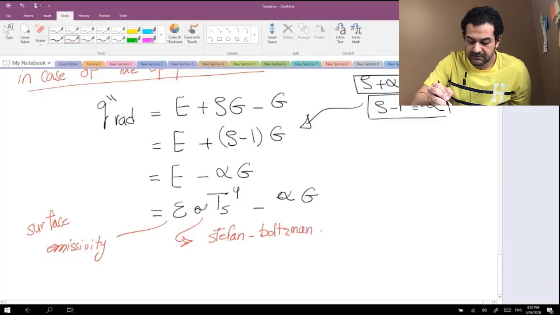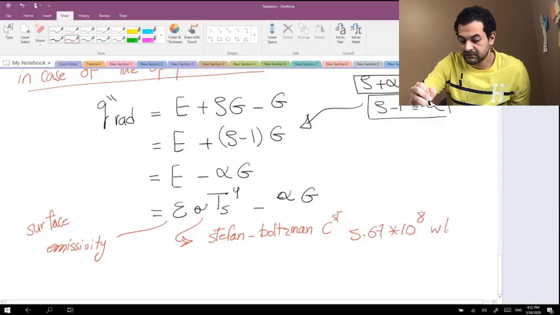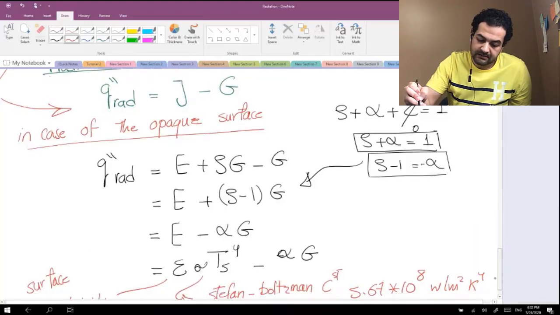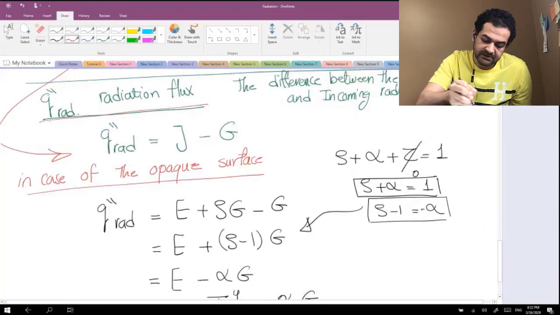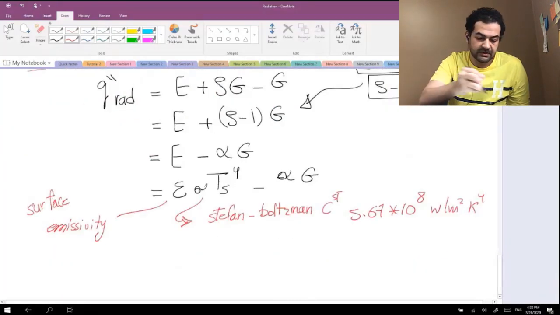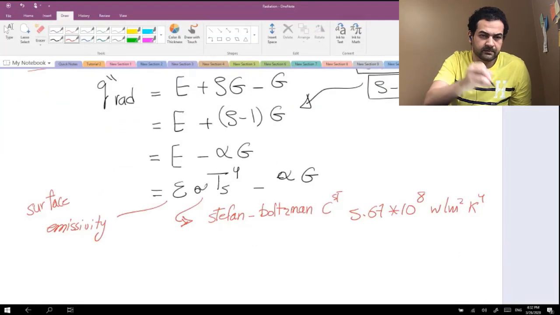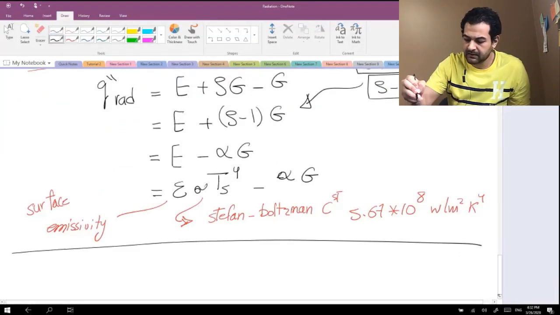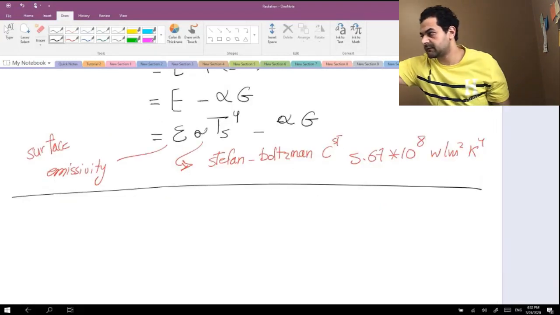Stephen-Boltzmann constant, which is 5.67 multiplied by 10 to the power minus 8 watt per meter square Kelvin to the power 4, right? I just applied the radiation flux in case of a big surface, because later I will be doing it for a general surface in problem number 4, problem number 3 specifically. So when I come to problem number 3, I will do it again for the general case.